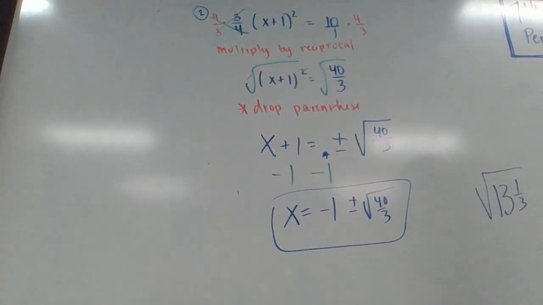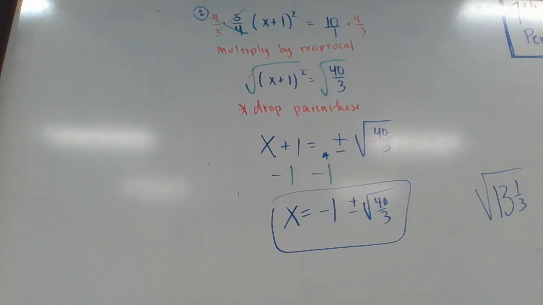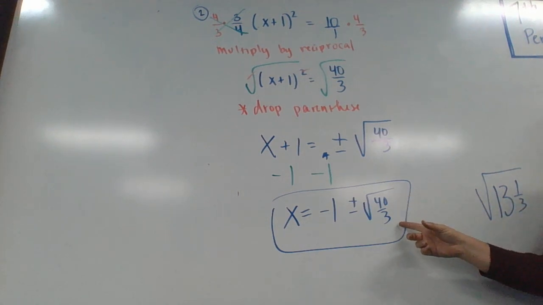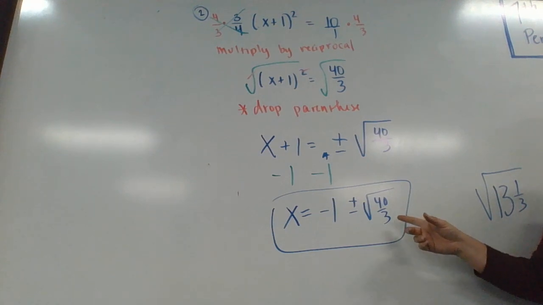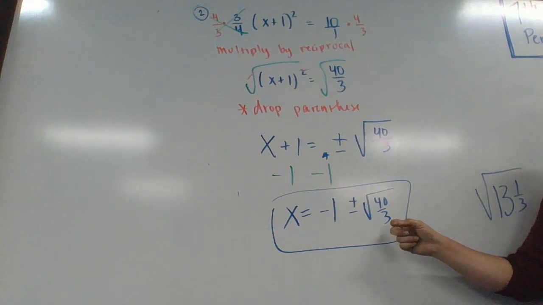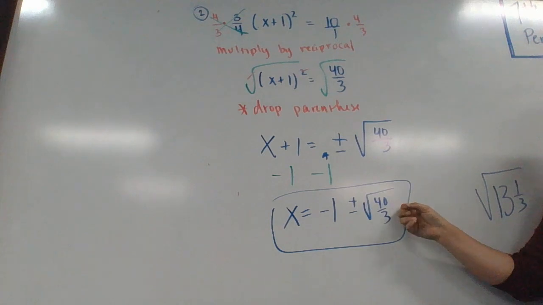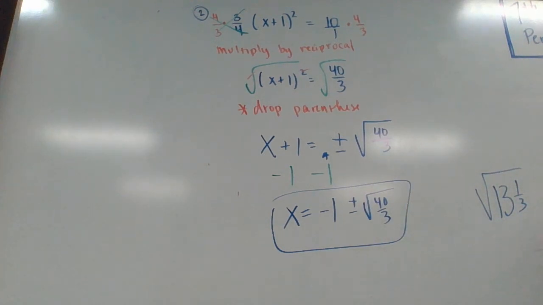Alright, who's got a question about this one? So what you're getting used to is how strange the answers look. And you might feel like, why don't I just make this a decimal and make this a decimal, 13.3, square root it, add negative 1. But we're really trying to preserve the whole number, so we're going to keep it in the radical form. Any questions?